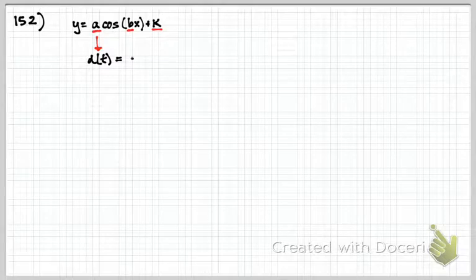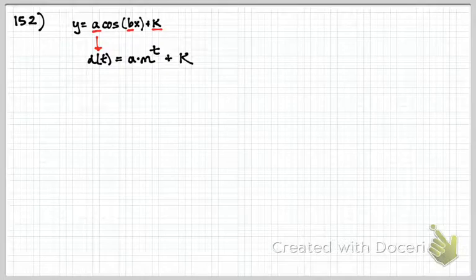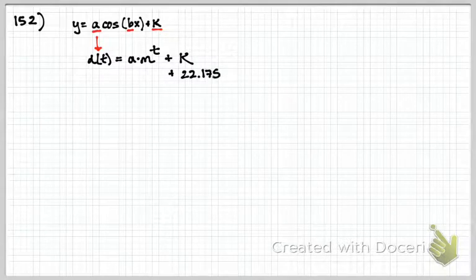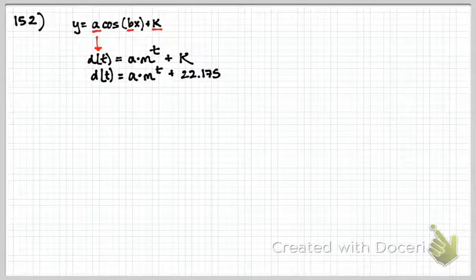Now if we look at an exponential function, we're going to go back to chapter 3. A times m, and m represents your b, but I don't want to introduce another b because you might get confused with this one, to the time plus k. Now we just solved for which letter? K. What is our k value? 22.175, and I know this is a times m to the t. Is the k adding to the t or adding to the m of t? The k is going to just add to whatever we have here.